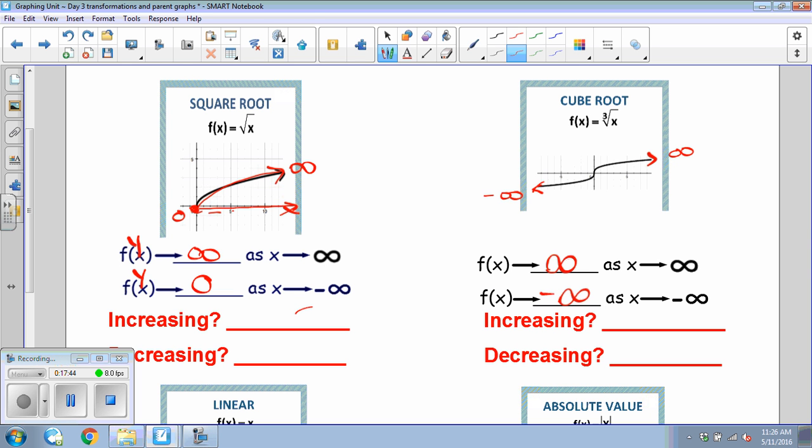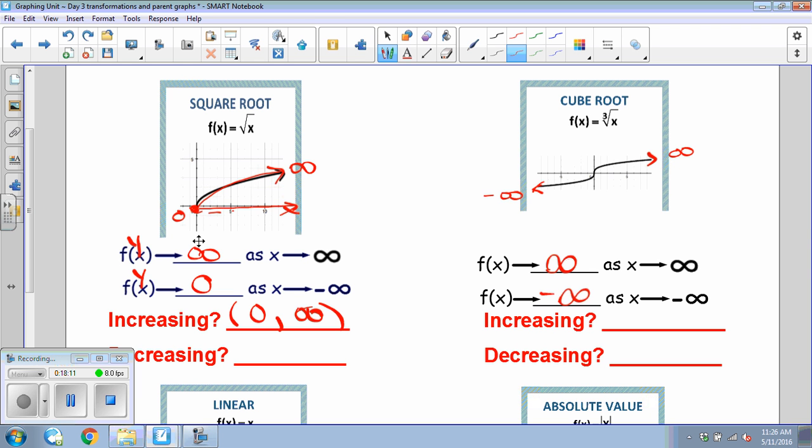X is greater than 0, right? That's my domain. Now if I asked you, what interval of x is that graph increasing? Where does it start? At 0. And where does it go to? Infinity. So the interval is from 0 to infinity. That's the interval that it's increasing.